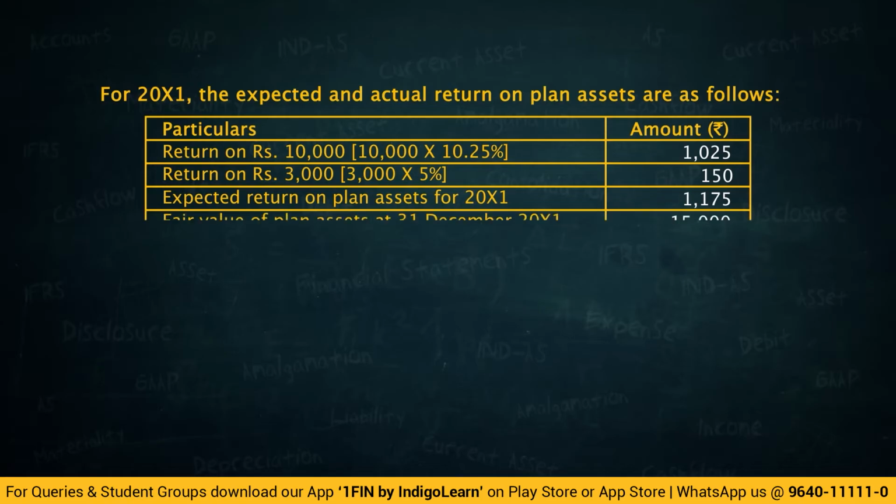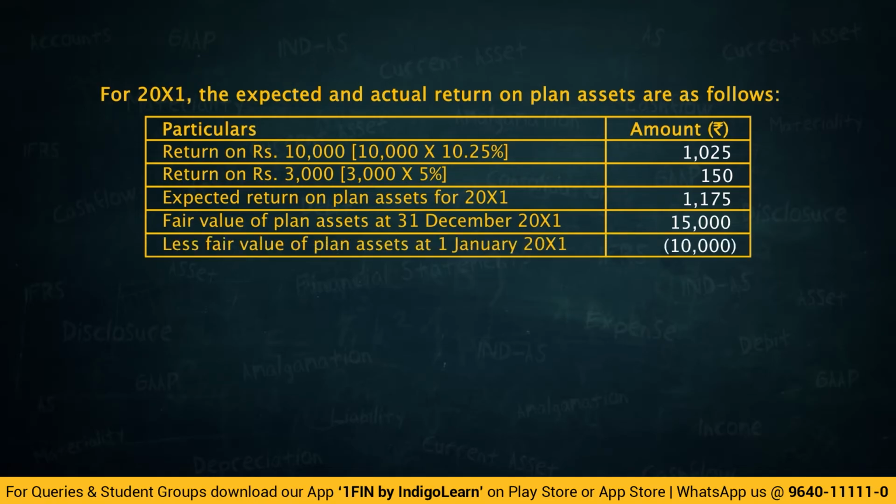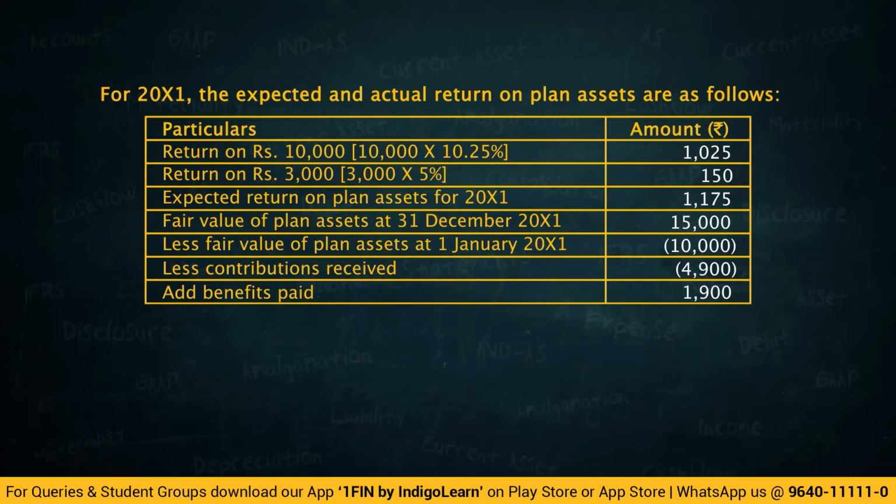What is the fair value of plan assets at the end of the year? 15,000 is the fair value at the end of the year. What was the fair value at the beginning of the year? 10,000 was the fair value at the beginning of the year. Can I say that the entire 5,000 rupees is what we earned? No. The entire 5,000 rupees is not what we earned, because we further made a net investment of 3,000.